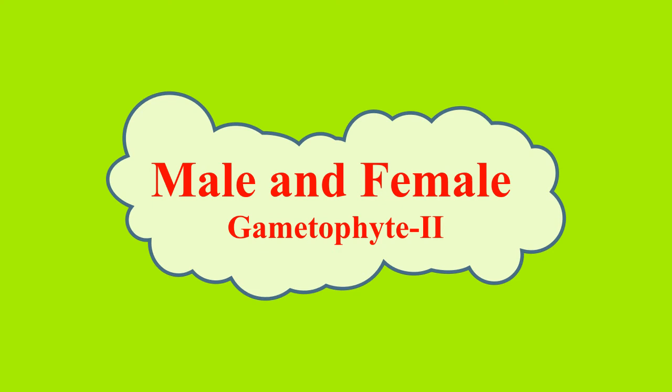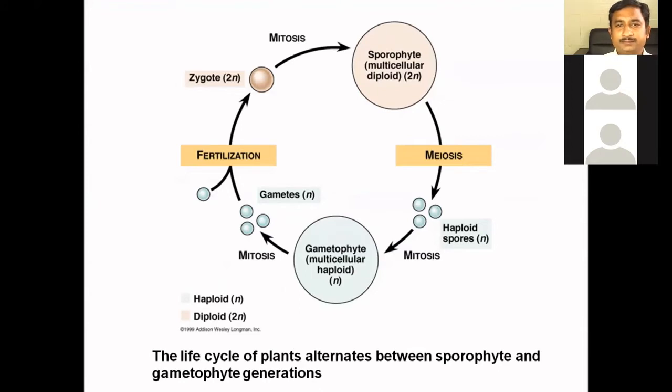In the previous class, I introduced you to two words: sporophyte and gametophyte. Do you remember these two terms? These two terms make up the cycle of life in plants, which is surrounded by these two phases: the gametophytic phase and the sporophytic phase. Just remember these terms.